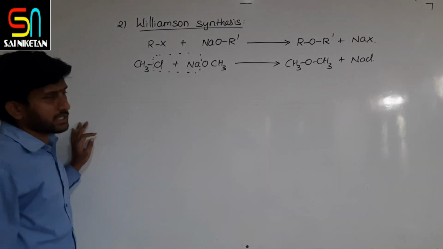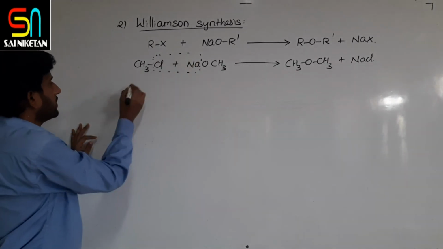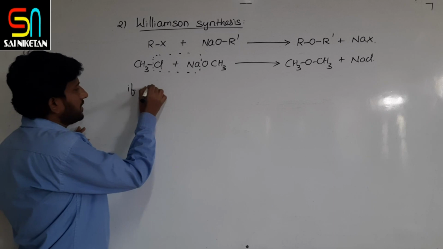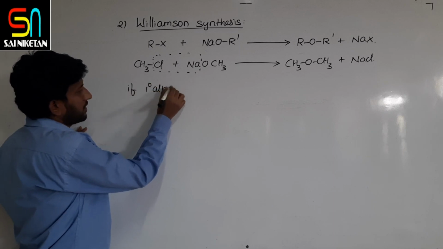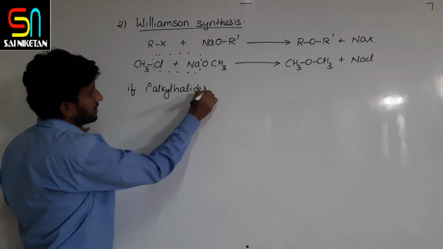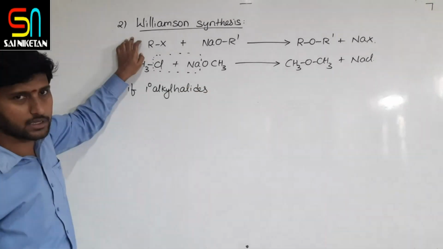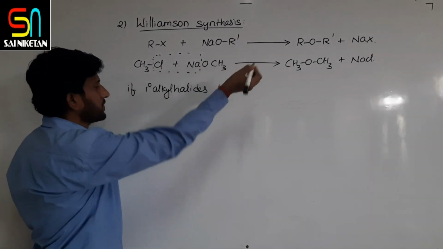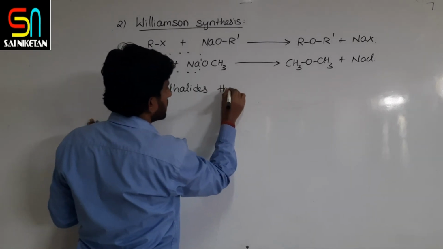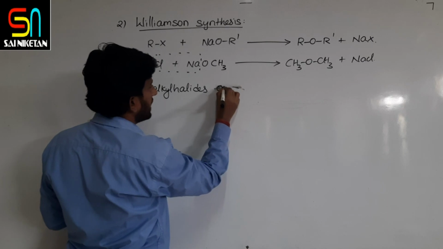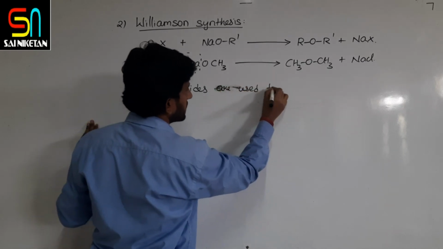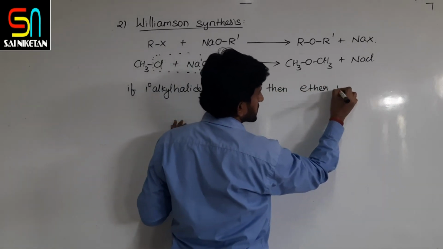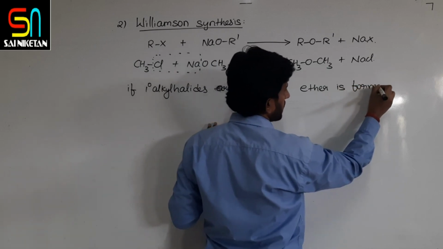So what is happening in this reaction? If primary alkyl halides are used in this reaction, then you get ethers. Then ether is formed as product.